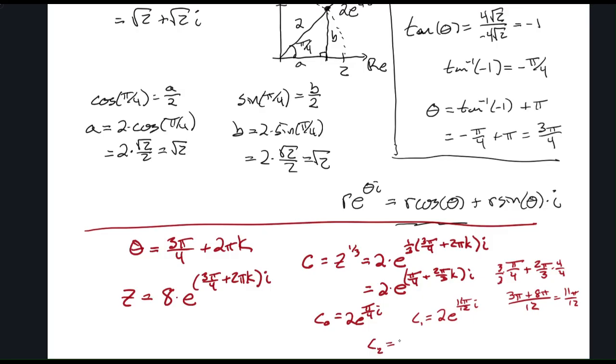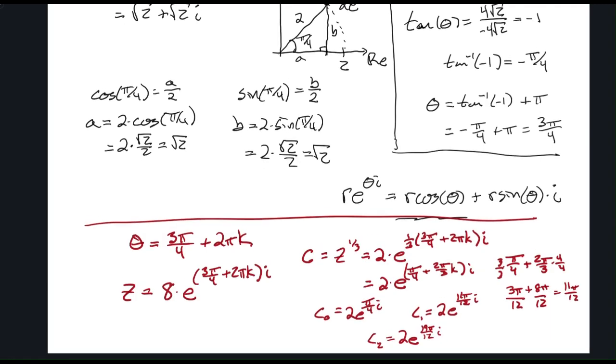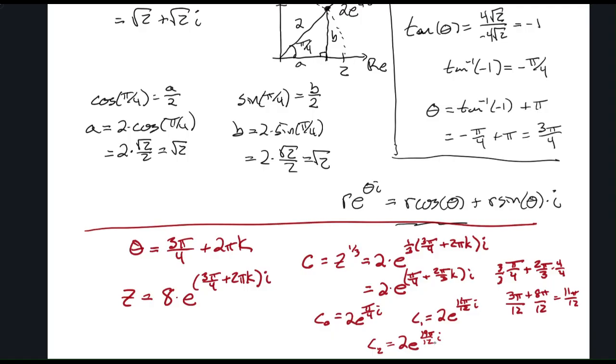And then our third solution, when k equals 2, would be 2e to the, if I add another 8 pi over 12, like that, 2 pi over 3 is 8 pi over 12. So if we add another 8 pi over 12 to the 11 pi over 12, we get 19 pi over 12 times i. So we get these 3 different solutions, and you could convert all of these back into standard form.